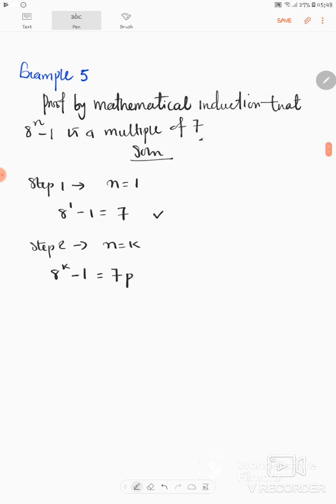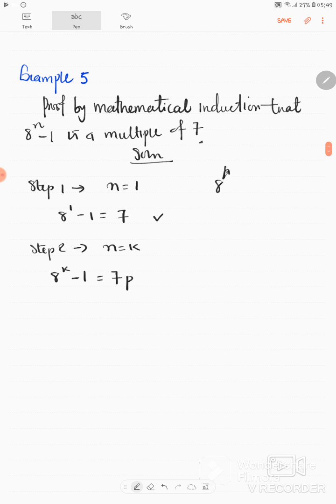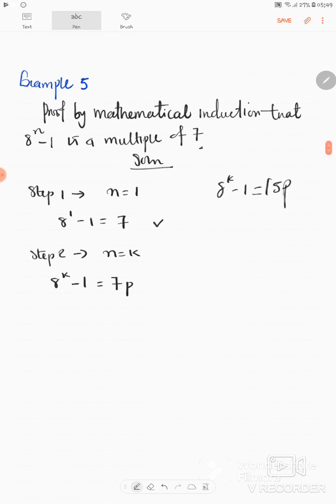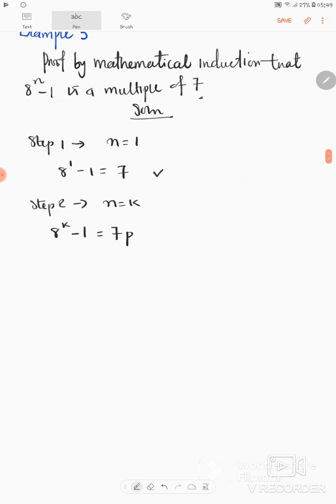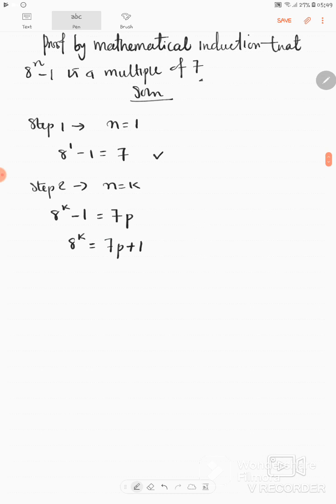If the set is a multiple of 10, it's still going to be 8 raised to power k minus 1 equals 10p. Let's get this part straight. If the set is a multiple of 15, then 8 raised to power k minus 1 equals 15p. Let's not forget. Now what we're going to do right here is to make 8 raised to power k the subject of the formula. That's 8 raised to power k equals 7p plus 1. Now moving to step 3.